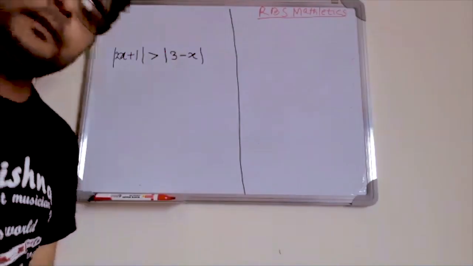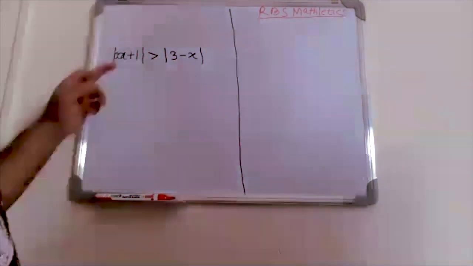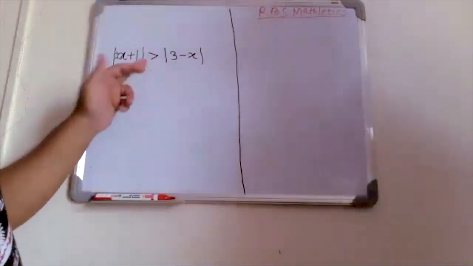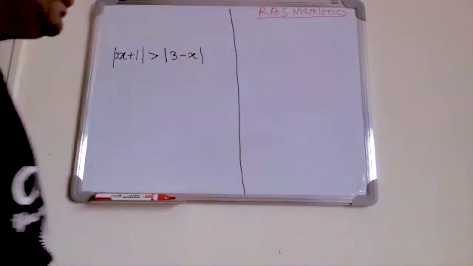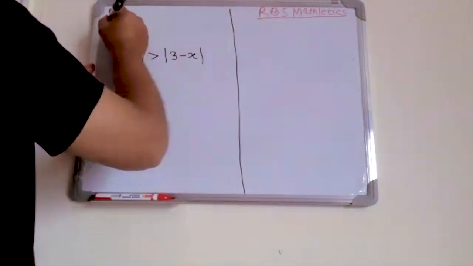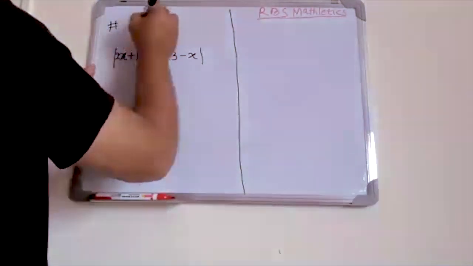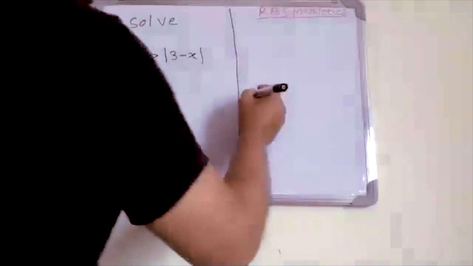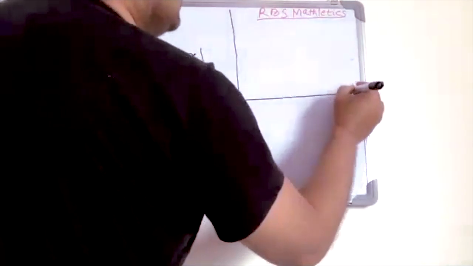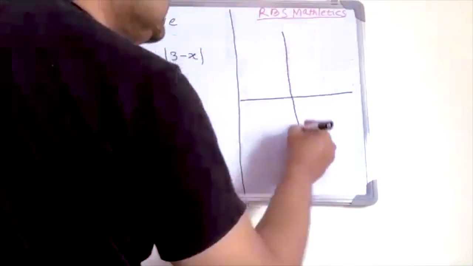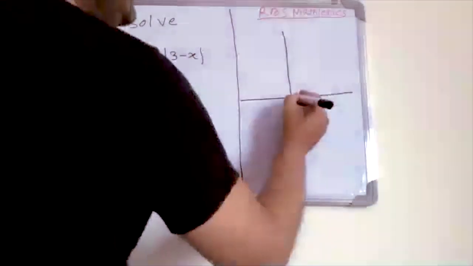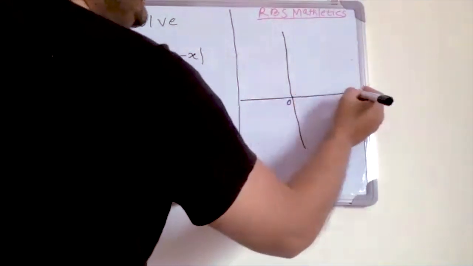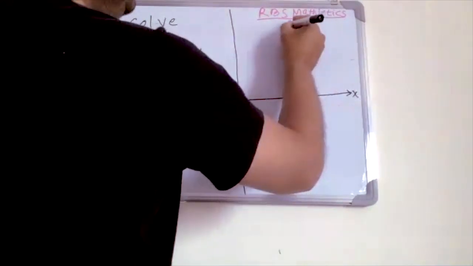Okay, everybody, good morning. We are going to solve this inequality by using the graphing method. So your topic is: solve the following inequality. In that case, we can take our graph ready to draw. So this is going to be the origin, as you know, this is going to be x, and this is going to be y.